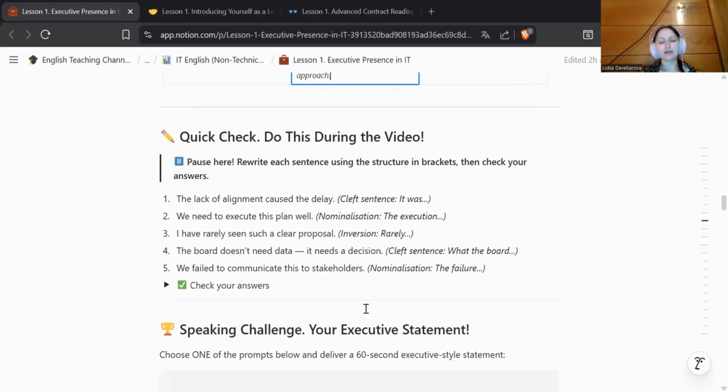So, I'm giving you 20 seconds. Take your time. Check this out. Rewrite these sentences using the structure in brackets. Pause the video. You will not be able to complete it in 20 seconds. Pause the video and complete these tasks, and then we'll check it, okay? Let's go. I'm giving you 20 seconds, starting now.